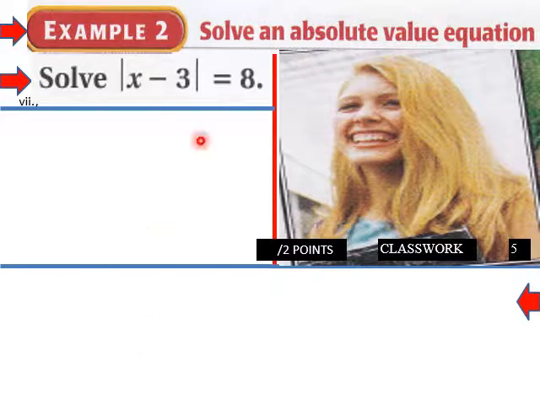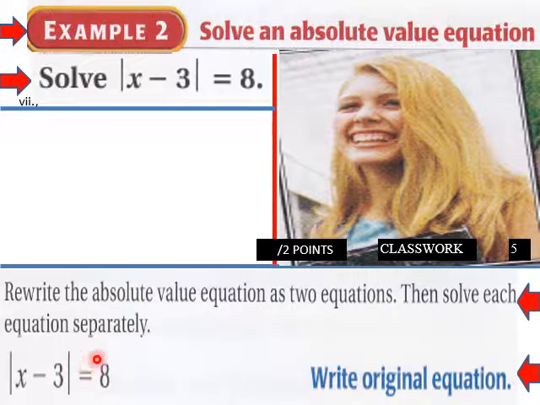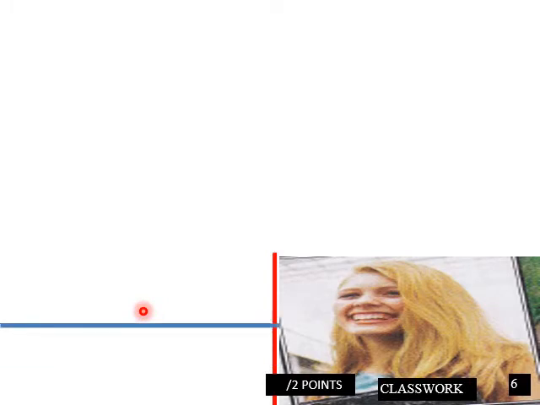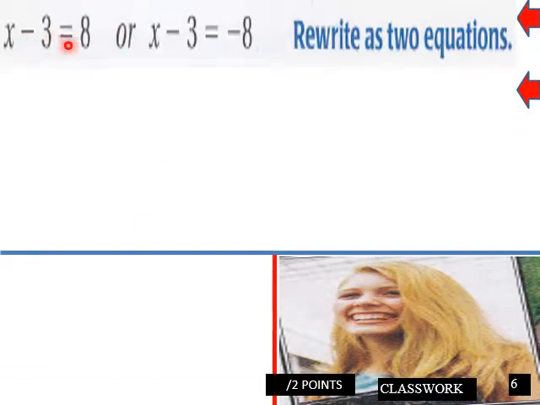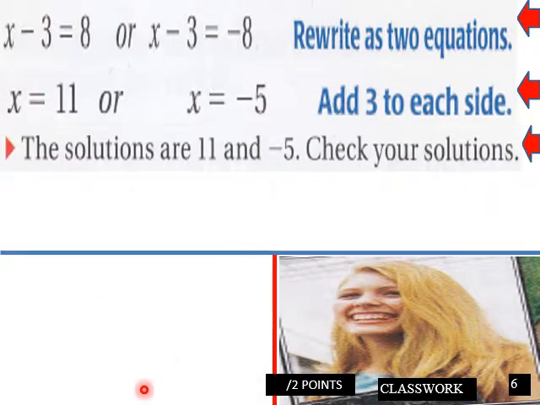Solve an absolute value equation: |x - 3| = 8. Rewrite the absolute value equation as 2 equations and solve each equation separately. So original, and then x minus 3 equals 8 or x minus 3 equals -8. So x equals 11 or x equals -5. And solutions are 11 and -5.